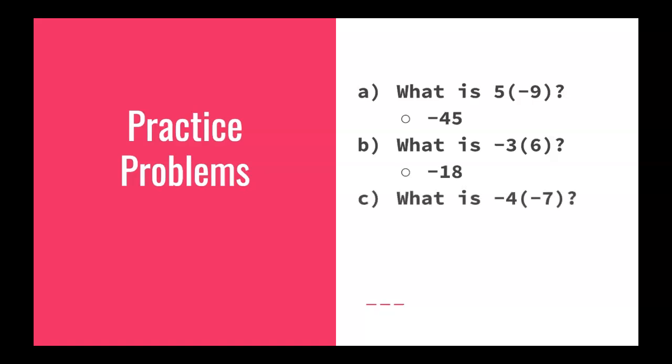Last one. What is -4 times -7? This time it's a negative times a negative. We should get a positive. It is 28.